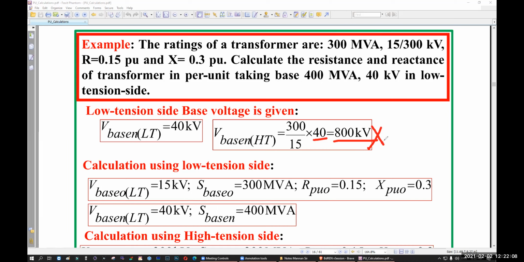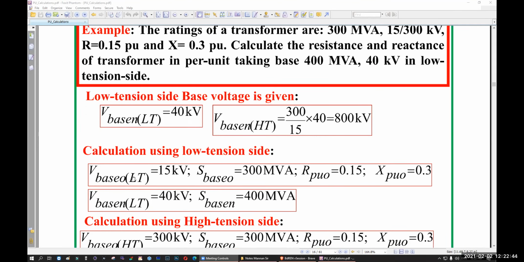but if I give you a big math, let's say you have a transformer, then you have a transmission line, then you have another transformer, that time you might need it. Okay, V base new for high tension side is not needed for this math, but this will be needed later. So this is the voltage ratio, 300 by 15 into 40, it is 800 kV. How I got that? Like unitary method, 15 volt become 300 volt. So 1 volt will become 300 by 15 volt. So 40 volt will become 300 by 15 into 40, right? Equal to 800 kV. You got it.